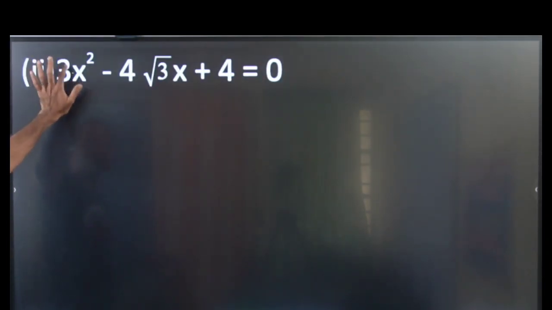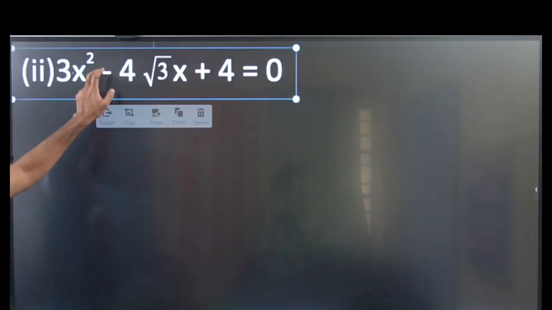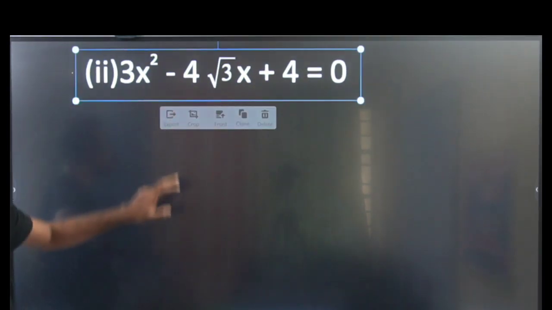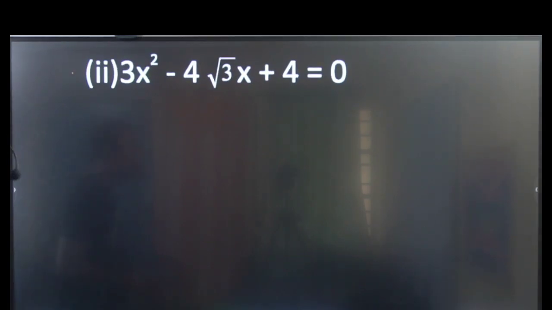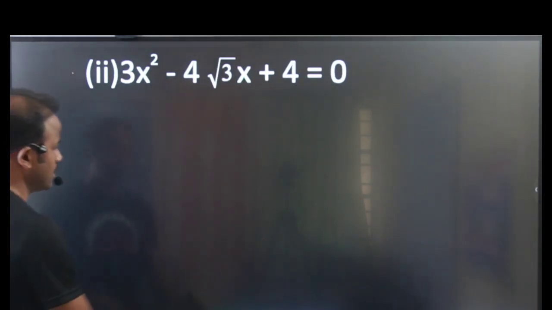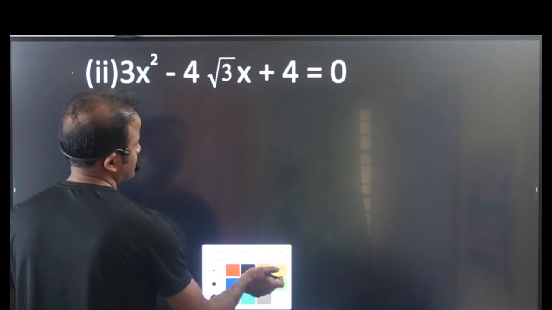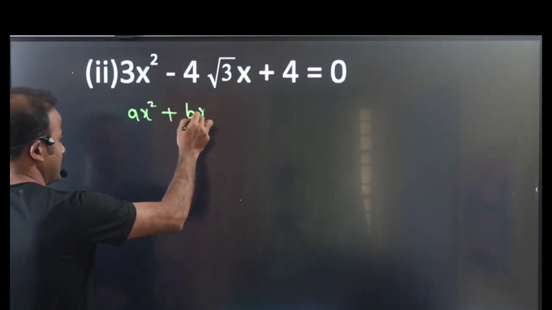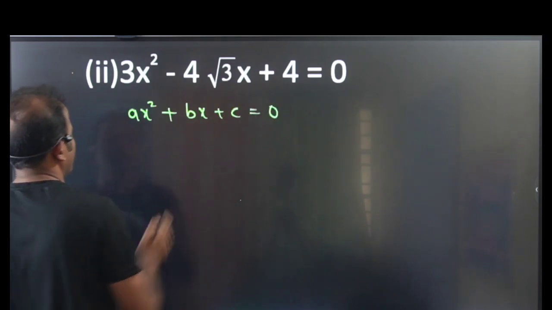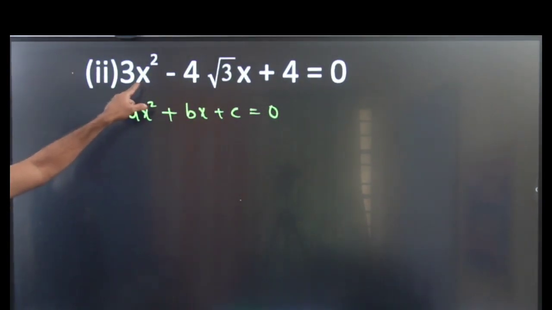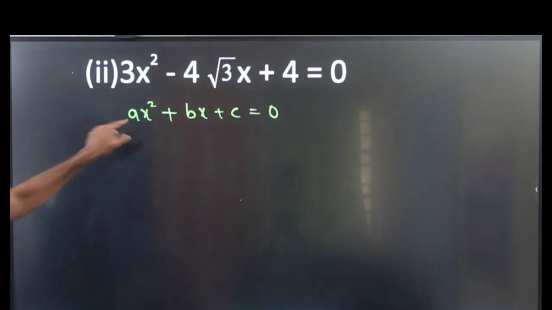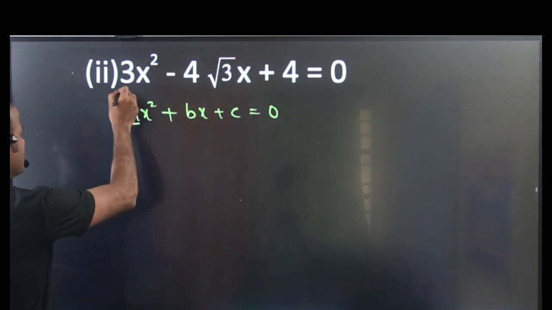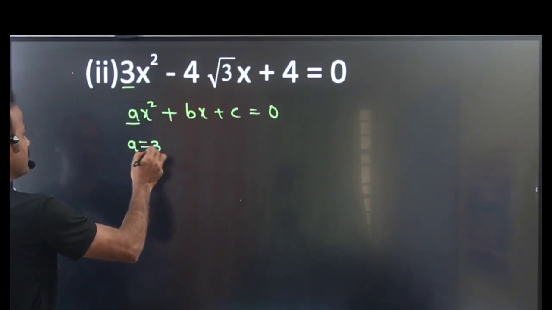Here we have the question 3x square minus 4 root 3 x plus 4 equal to 0. Now you compare the given equation with the standard form, ax square plus bx plus c equal to 0. What is the x square coefficient we have here? 3. The x square coefficient is a, so a is equal to 3.